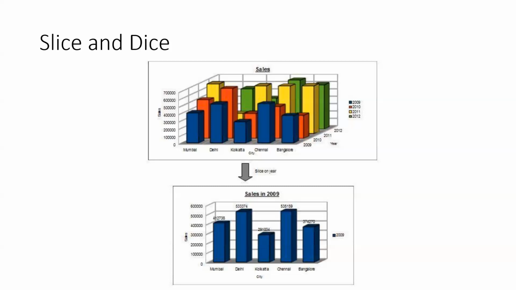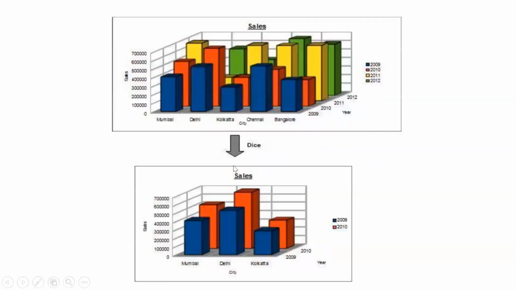Dice means if we update both of the filters on the same data set, I have chosen a few of the cities and 2 particular years. So this is called dice, slice and dice. These are a few terminologies, nothing but terminologies.